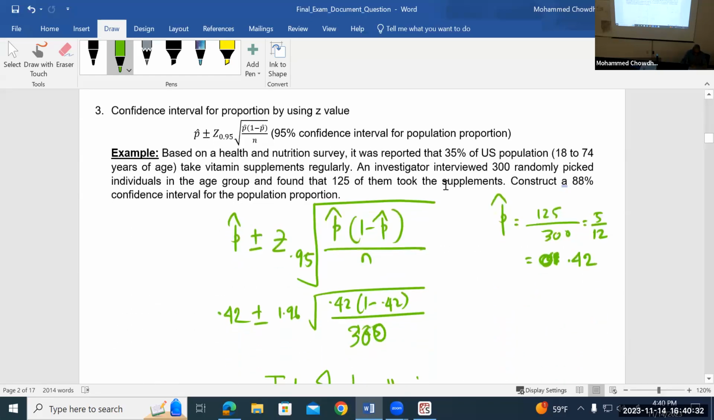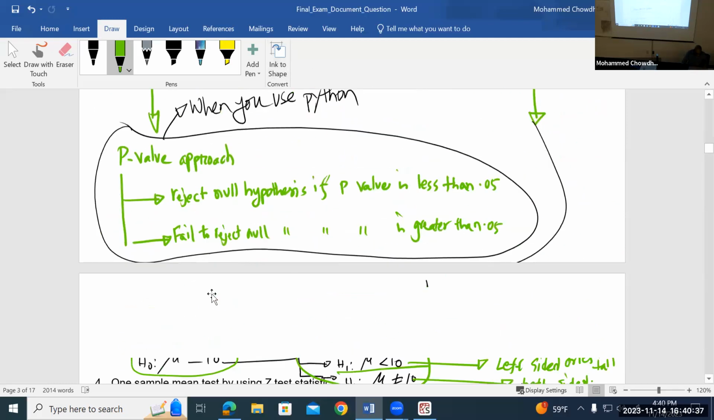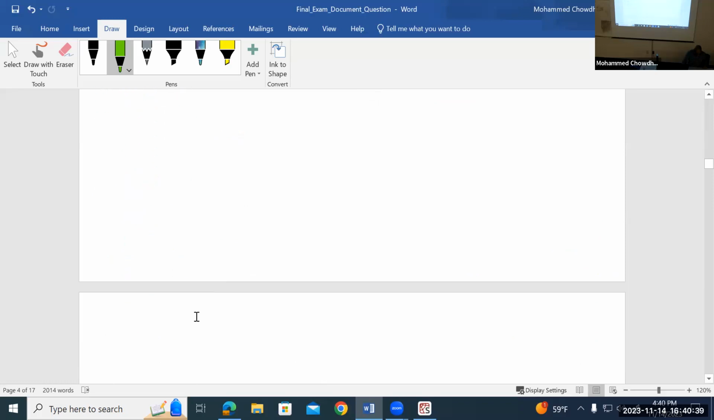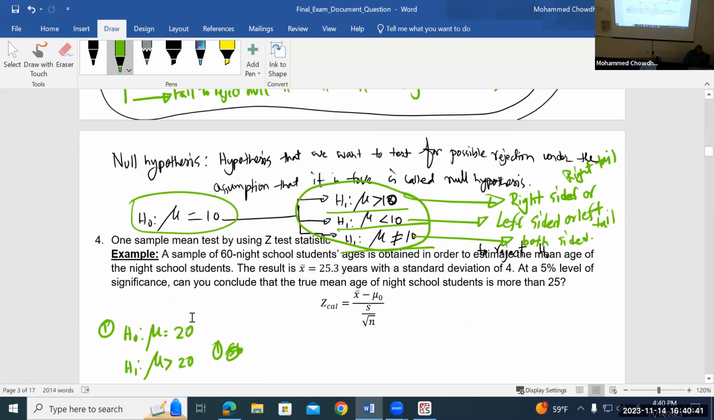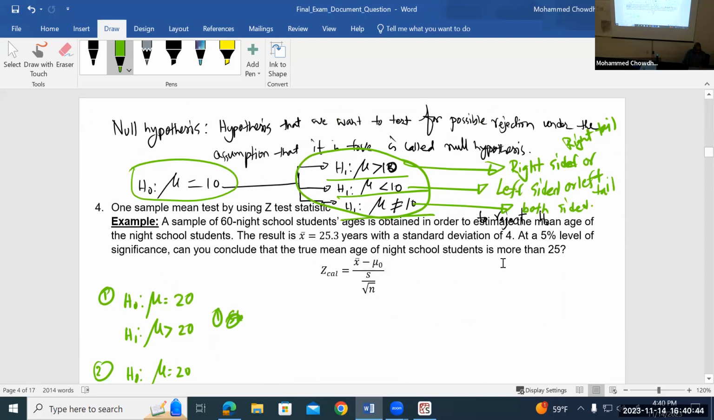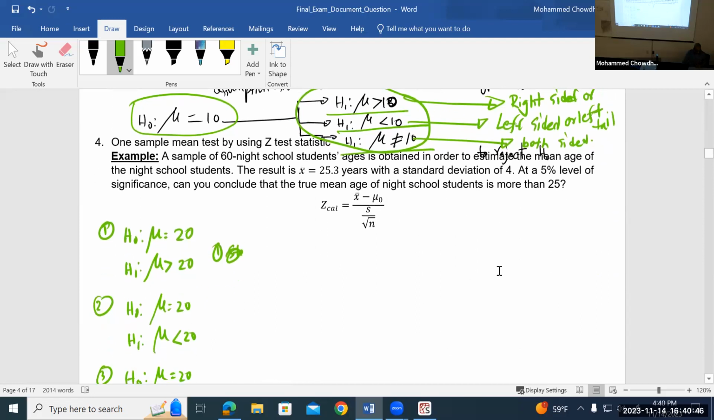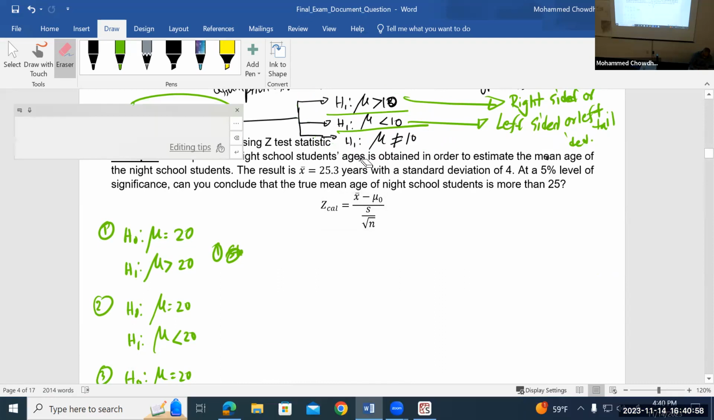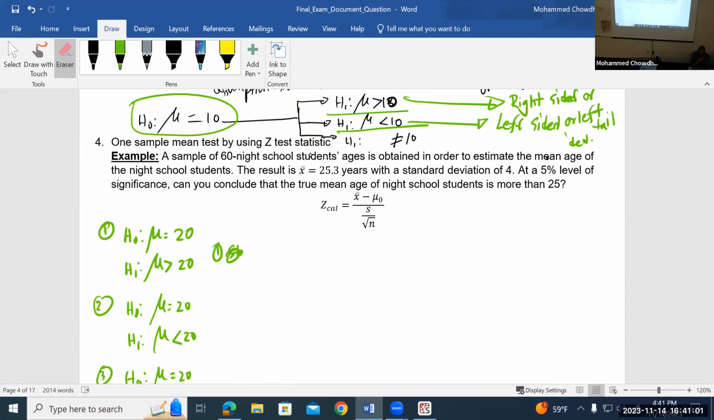Okay, so it is now 4:40. Let me quickly now solve this one. Okay, take a look. A sample of 60 ninth school students' ages is obtained in order to estimate the mean age of 90 school students.